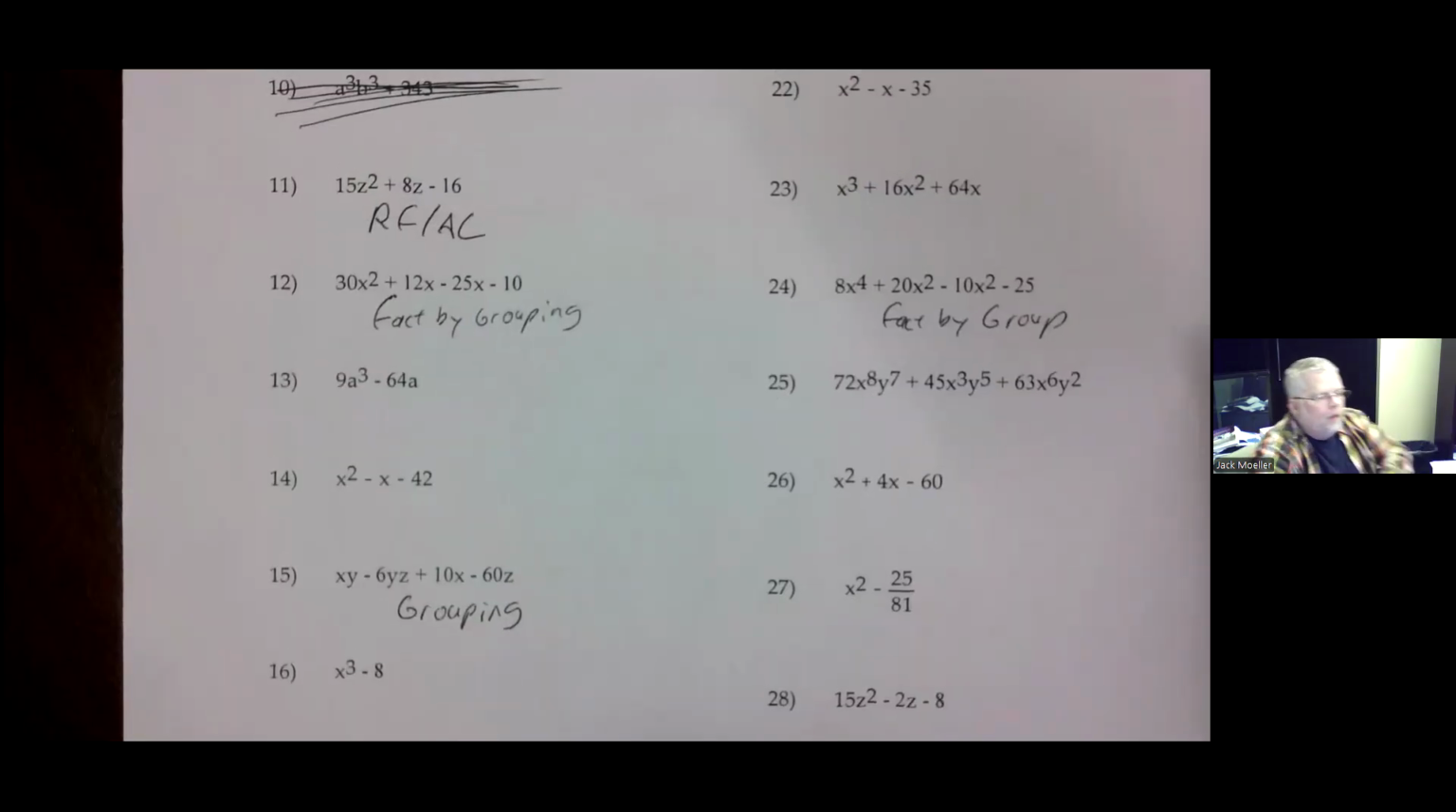Good. Let's do a couple more of these, then we'll actually get into the techniques. So what about 13? 9a to the third minus 64a. Well, it's a binomial. So what does that mean?